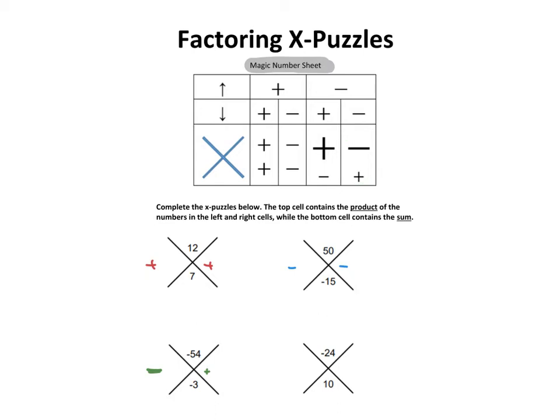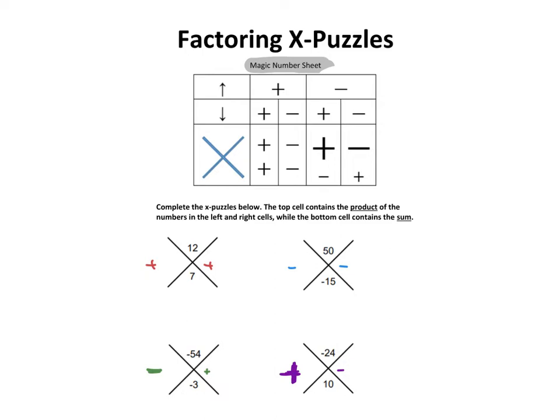If the top number is negative, but the bottom number is positive, then again, opposite signs, but the bigger number is going to be positive. Let me make this a really big, bold, ugly-looking addition sign. Oops. So that's how you use the magic number sheet to find the signs of your factors.